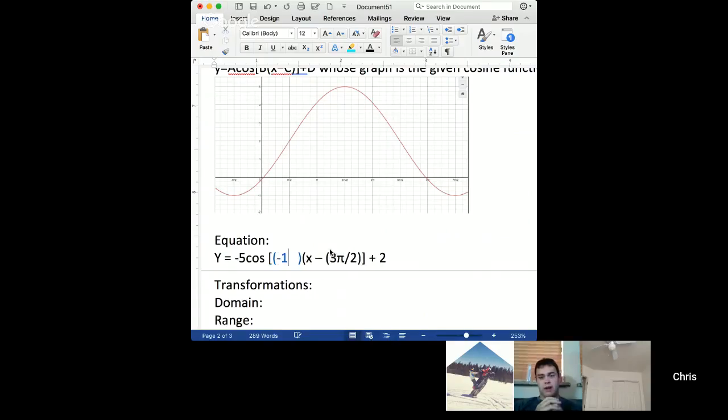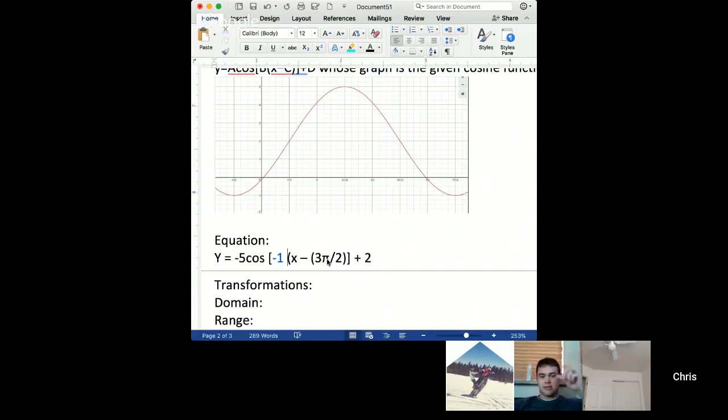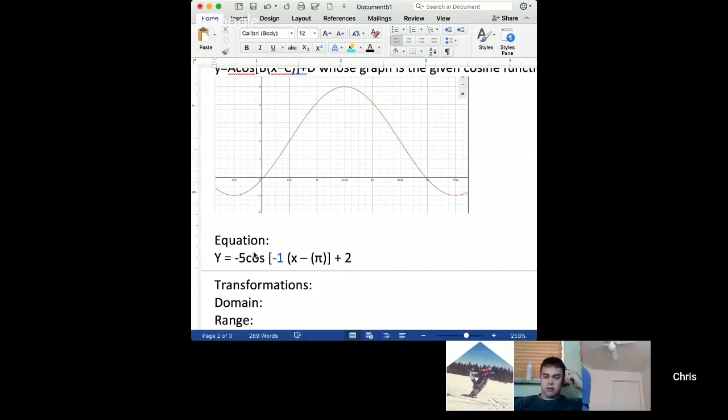Perhaps, but the only problem with that is I think it's just x minus pi, because a 3 pi over 2 would shrink it. It would make it come closer. So I don't think that's 3 pi over 2. I think it's just pi. The other problem with this -5 is that we don't start at 0. We start at -1. I don't think it would.